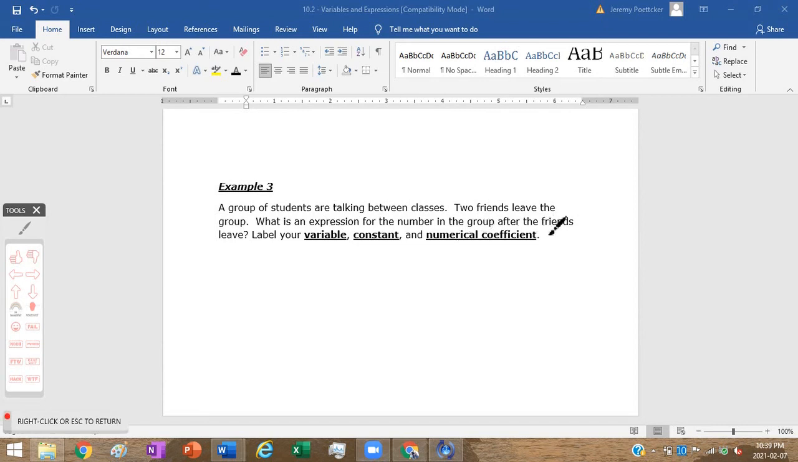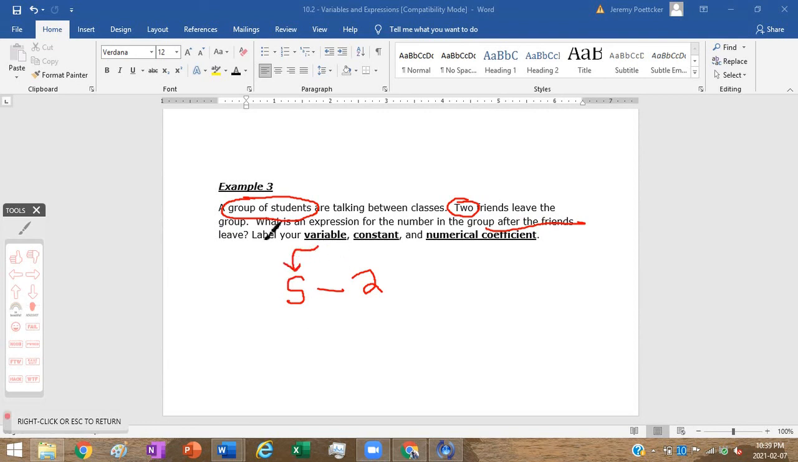So, group of students, pick a variable. I'm going to choose S for students. You could use G for group. I really don't care. They're talking between classes. 2 people leave. Oh, so after friends leave, we've got S minus 2. So label my variable. My variable is right there, S, and S is equal to the number of students in the group. Here's my constant. 2 people are leaving. No matter how many people there were to begin with, 2 have now left.